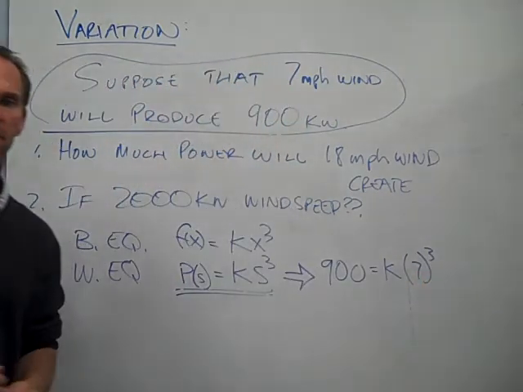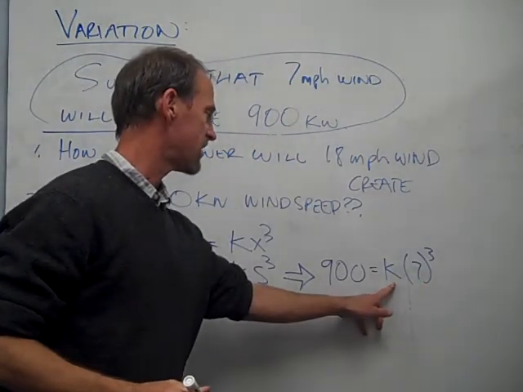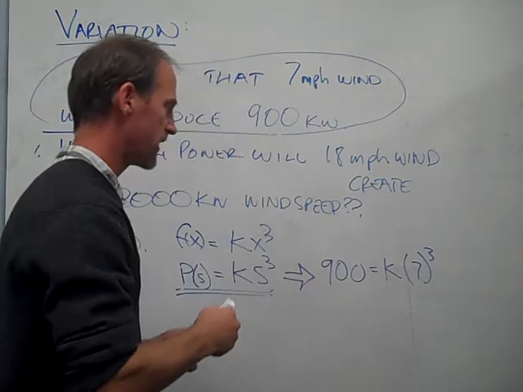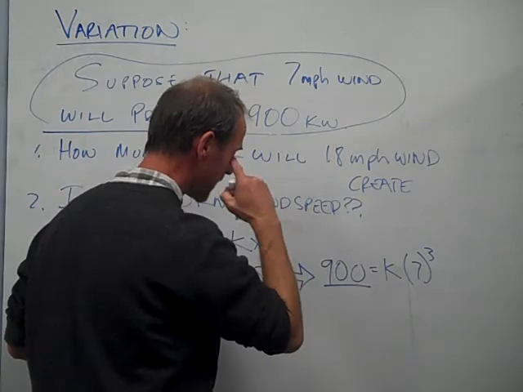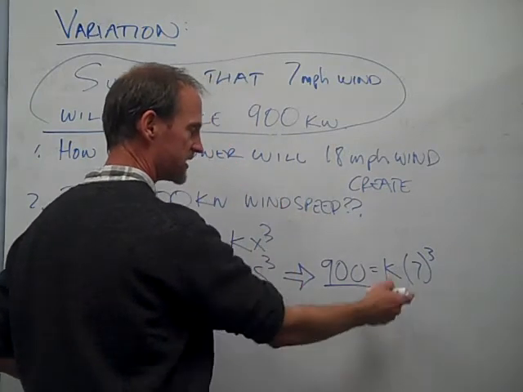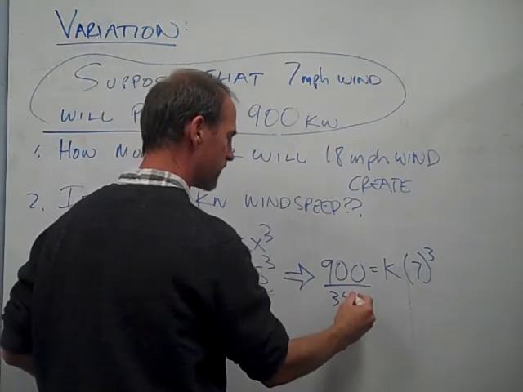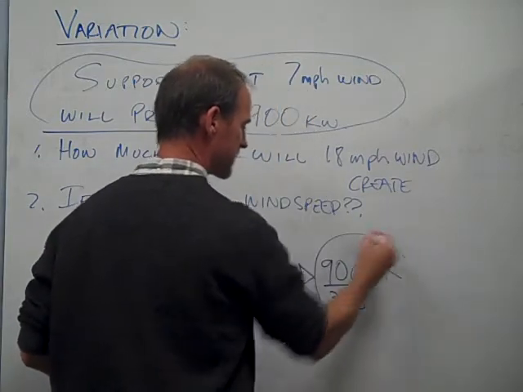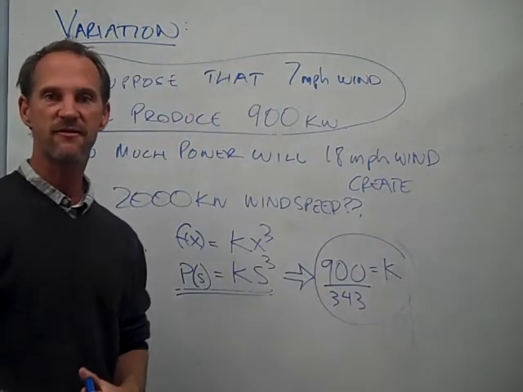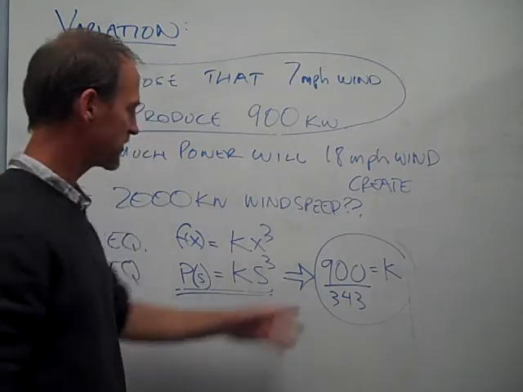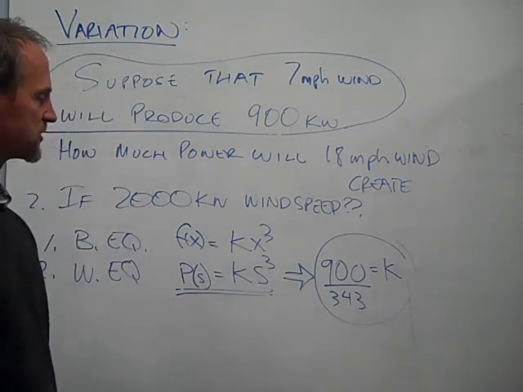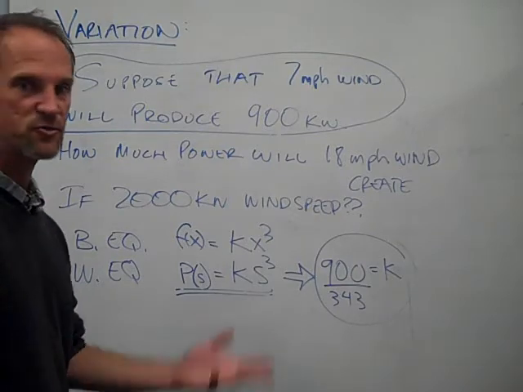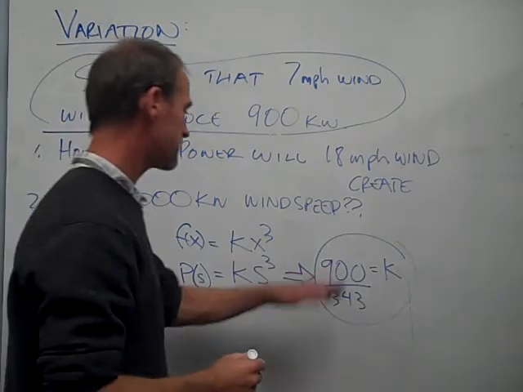All right, well, I just need to solve for k. So k is going to be equal to 900 divided by 7 cubed. I can just divide by 7 times 7, which is 49, times 7 is 343, which is going to give me my k when I divide both sides by that. And I can leave it in that fraction form. There's nothing wrong with doing that. I can also work out the decimal. It's going to be a little bit less than 3, so 2.7 or something. But I'll leave it in that form.